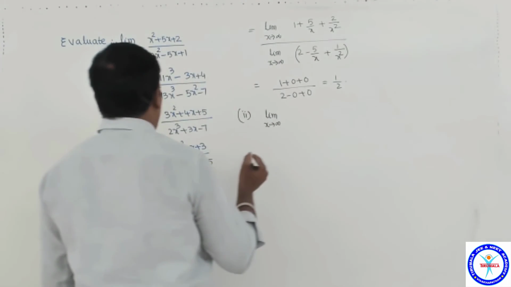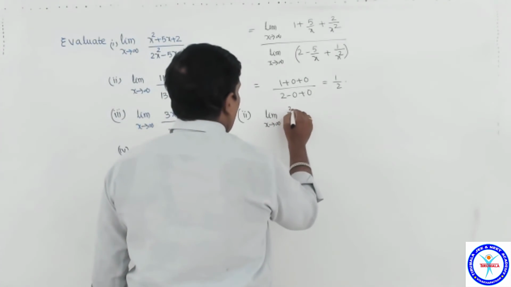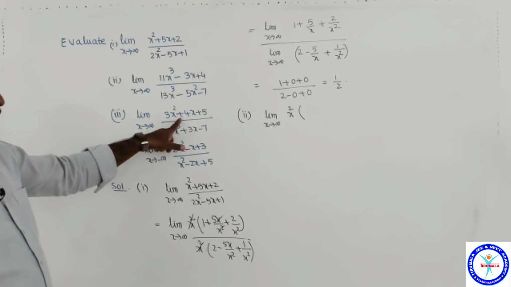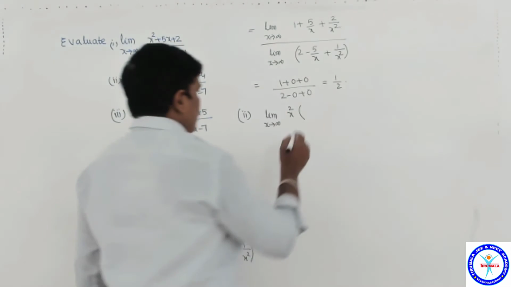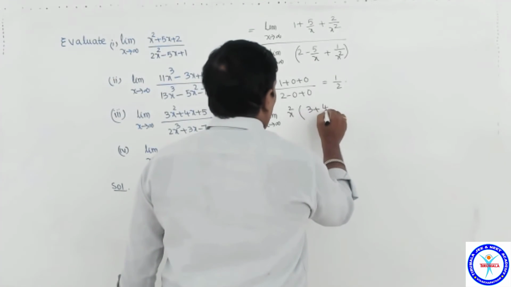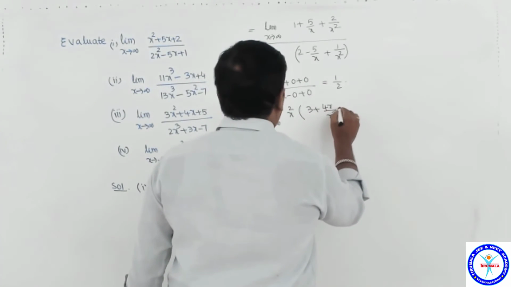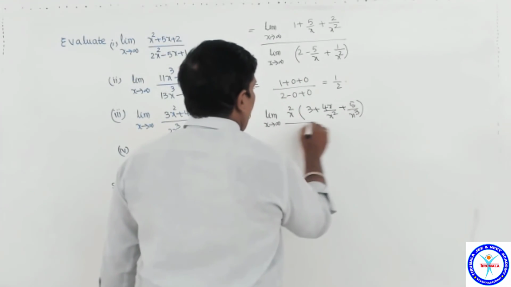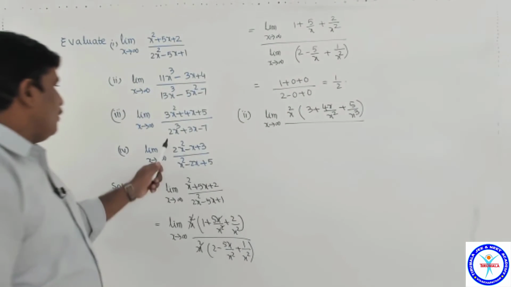infinity. Now common the value of x square. Here highest power value is x square. That's why common the value of x square. Then we get 3 plus 4x by x square plus 5 by x cube divided by, here also common the value of x.